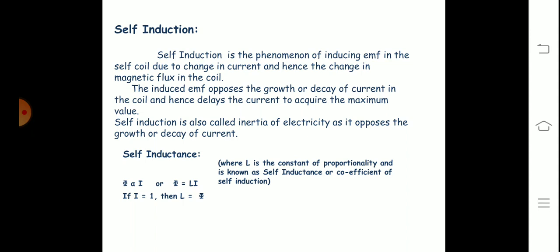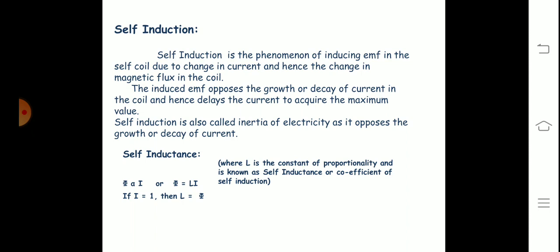Self-induction is the phenomenon of inducing EMF in the self coil, that very coil, due to change in current and hence the change in magnetic flux in the coil. The induced EMF opposes the growth or decay of current in the coil and hence delays the current in acquiring the maximum value. Sometimes you must have observed that when you switch off a switch, there may be a spark. It is due to the process of self-induction. Self-induction is also called the inertia of electricity as it opposes the growth or decay of current.